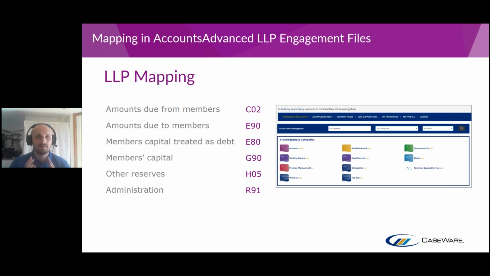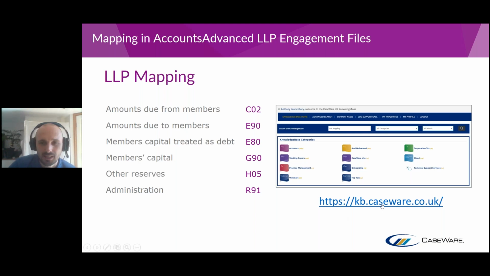Now, the map sections we're going to look at here will be C, E, G, H, and R. These are the only areas within the Caseware mapping database that will affect the LLP engagements. Okay, now, you can all get access to this by accessing the knowledge base .caseware.co.uk website.